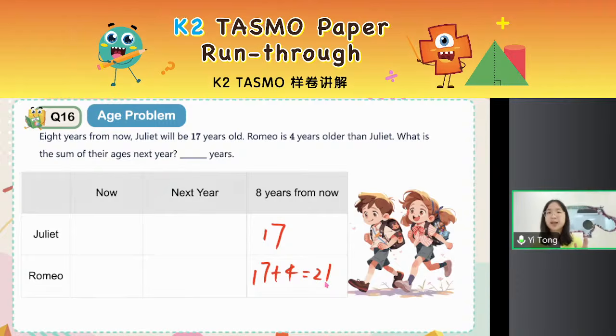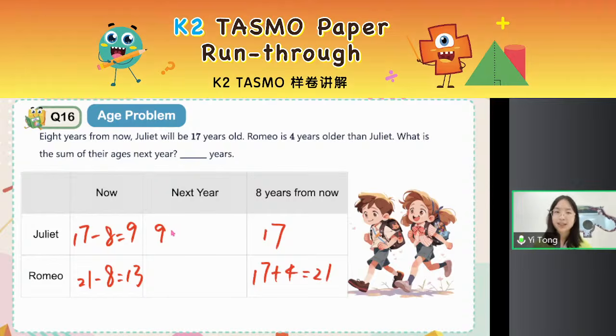Now, how about their age now? 8 years from now, let's count backward. That means we need to plus or minus? Minus. So we can use 17 minus 8 equals 9. How about Romeo? 21 also minus 8 equals 13. Now next year, 1 age older, and we can plus how many? Plus 1. And 13 plus 1 equals 14.